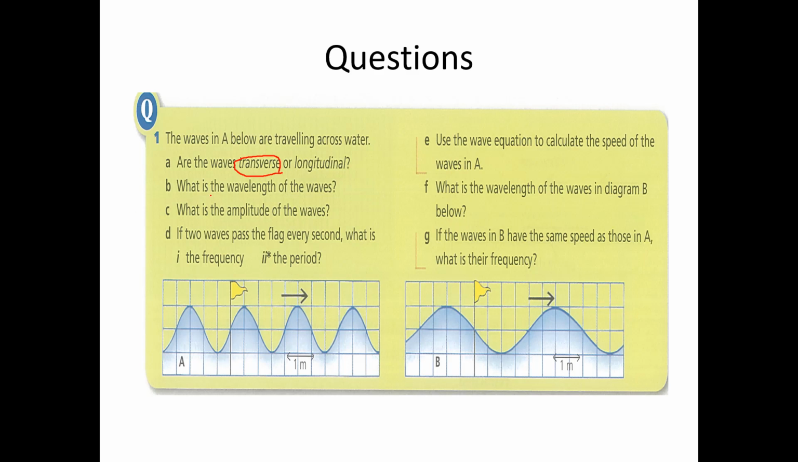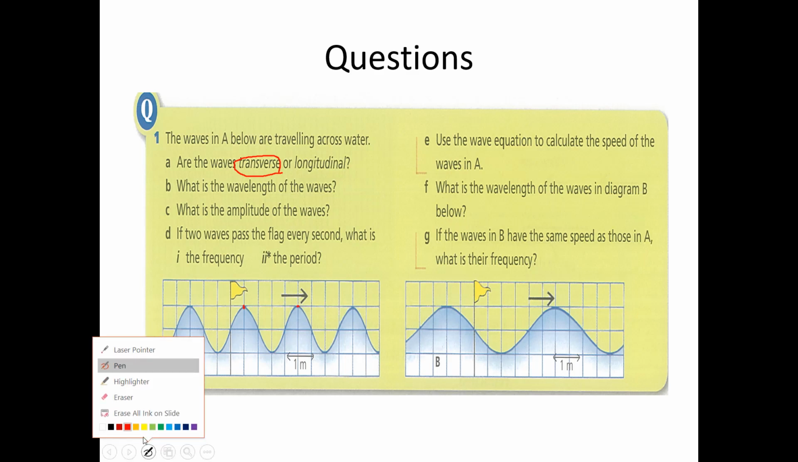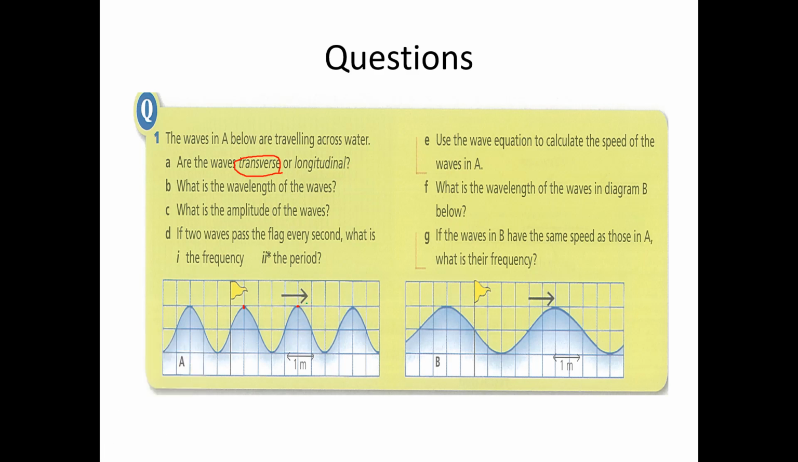B. What is the wavelength of the waves? The wavelength, we said, is the distance between a point and its equivalent point. The first point, let's take this point as an example, and the equivalent point of it is here. So now, to find the distance, it's the distance between these 2 points. This will represent the wavelength.